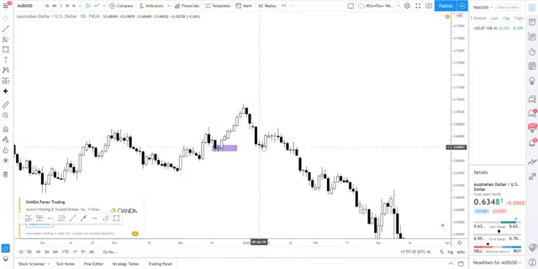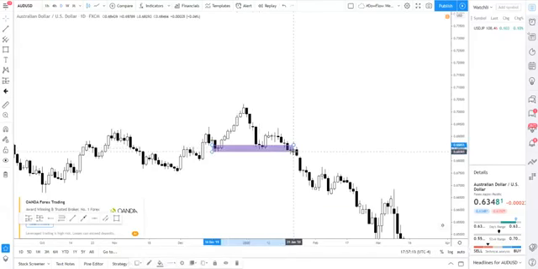Look what happened when price came back to this institutional buying level: it had a bounce, right? So this is how you identify. Once you identify an institutional buying or selling level, you want to look for clues to enter the market at that level, because it's a very strong level.